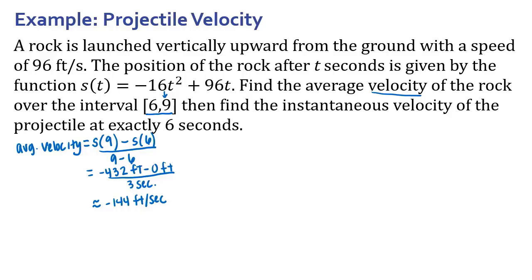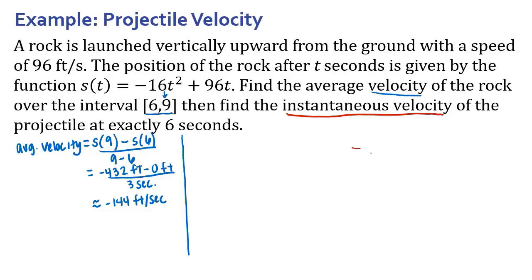That means that the rock is falling, because it's negative, at a rate of 144 feet per second between 6 seconds and 9 seconds. Now, if we wanted to find exactly what that speed is, that's finding that instantaneous velocity of the projectile at 6 seconds. Again, we don't have those tools yet to have an actual formula that we can plug in and get that exact value, but the tools that we do have, we can find the slope of the secant lines of the values that are getting closer and closer to 6 seconds.